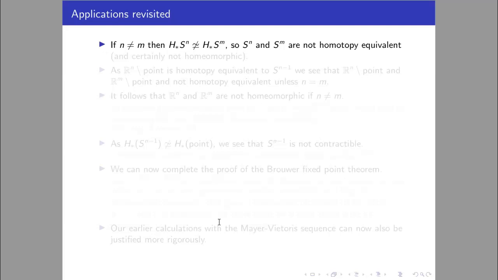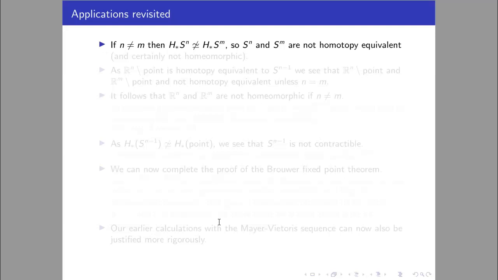So now we can revisit various applications that we discussed earlier. For example, let's suppose that n and m are different natural numbers. So homology of Sn and homology of Sm are then going to be different because we know what those are. There's a slight special case for m being equal to 0. There you get a Z squared in degree 0, but otherwise the unique dimensions in which Sn has homology are 0 and n.